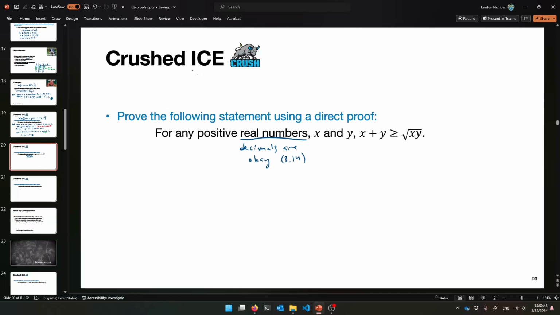All right, so what's the math form of this? Well, for any positive real numbers, x and y. So it's talking about x and y. For every x and for every y, we're quantifying over them. Could be any of them. All right, we do that. And then what are we assuming about them?